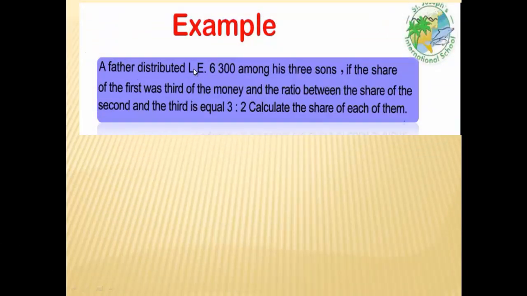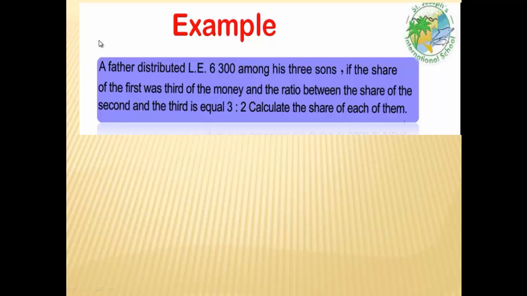Another example. A father distributed 6,300 among his 3 sons. If the share of the first was a third of the money, and the ratio between the share of the second and the third is 3 to 2. دايما نخلي بالنا الريشيوز between what. هو قال لي share of what? Share of the second and third. طيب calculate the share of each of them.